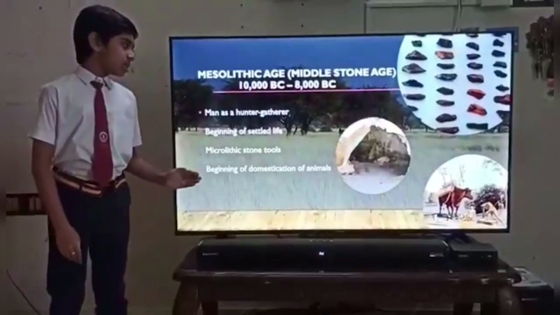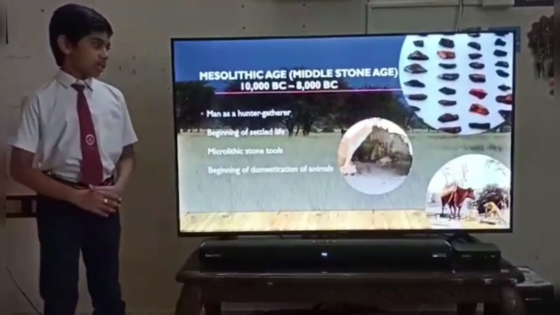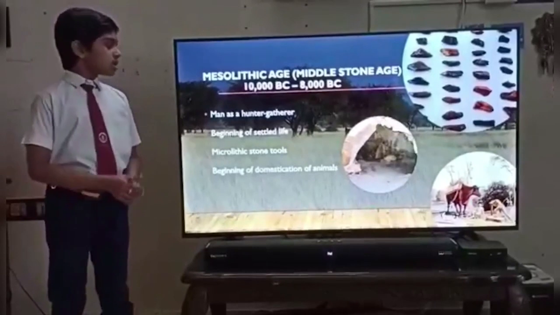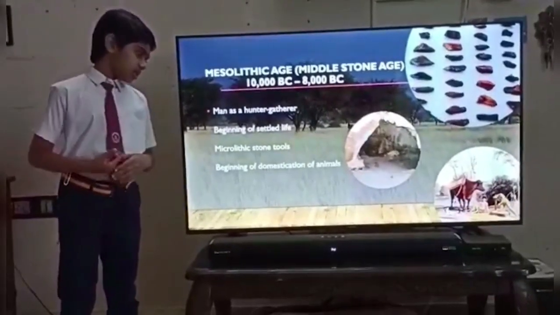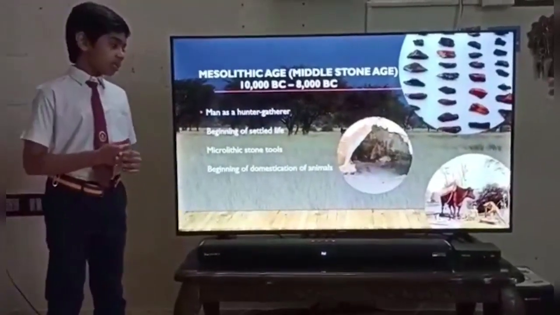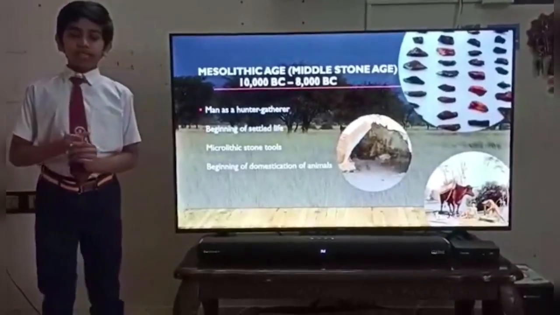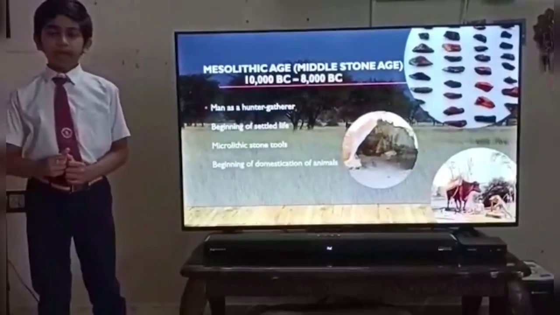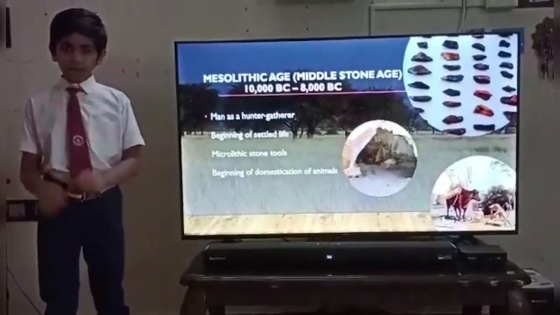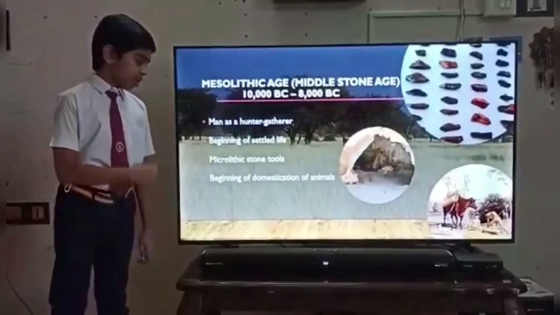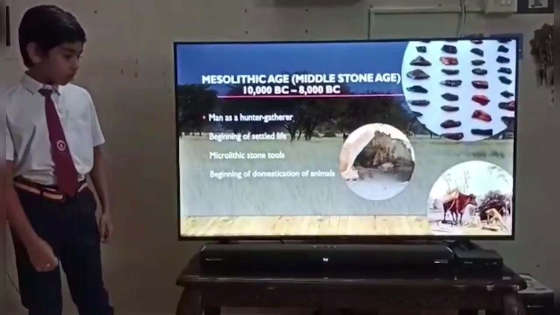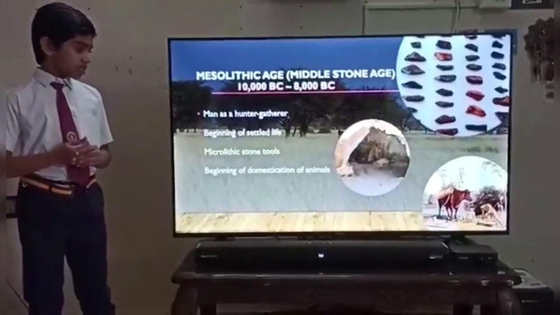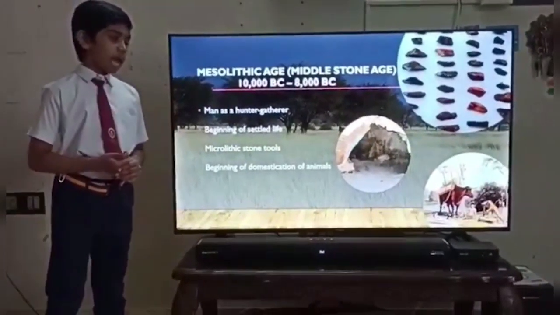The next stage is called the Mesolithic Age. It is also known as the Middle Stone Age. In this age, man was still a hunter-gatherer. In this age, the beginning of a settled life developed. The stone tools became much smaller and sharper than the Paleolithic tools. They were also called microlithic stone tools. One of the main things about this age is the beginning of domestication of animals.